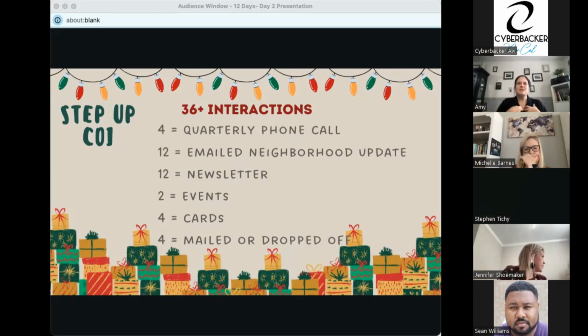I am not a fan of Christmas cards. The only reason I'm not a fan of Christmas cards is everybody sends cards at Christmas. So when you send a Christmas card at Christmas, it's kind of a waste of an interaction because it just gets put in the pile of Christmas cards.